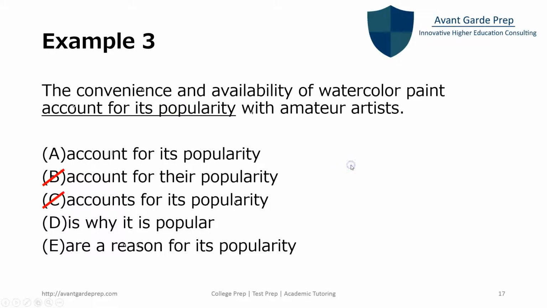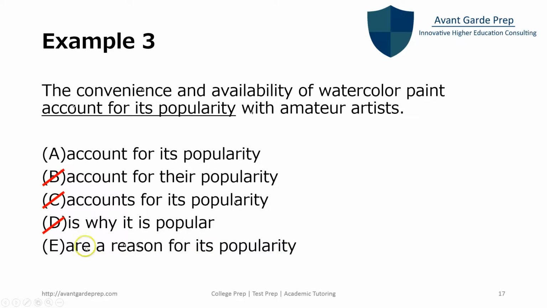That can't work. The convenience and availability of watercolor paint is why it is popular with amateur artists. Is a singular verb, and that does not match our plural subject, so that's incorrect. Also is just too wordy. The convenience and availability of watercolor paint are a reason for its popularity. We have the right verb here, are, but it's not a reason because it's a double subject, so it should be are reasons for its popularity.